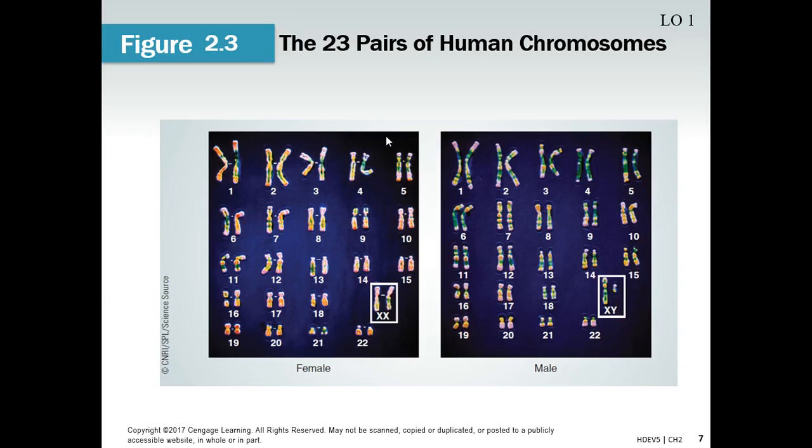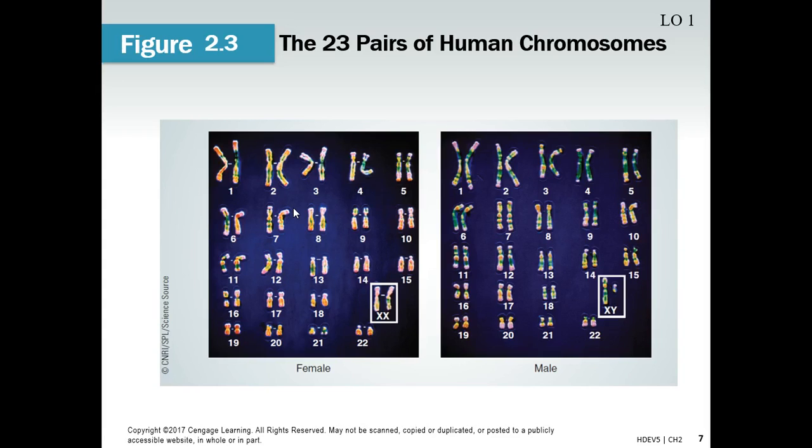Here you can see the autosomes, 1 through 22. And you'll notice that for the most part, the chromosome that you get from mom looks very similar or identical to the chromosome that you get from dad. That's not going to be true for your sex chromosomes. Now, your autosomes are not exactly the same. Obviously, you're getting different sets of genes, but they're going to be very similar.